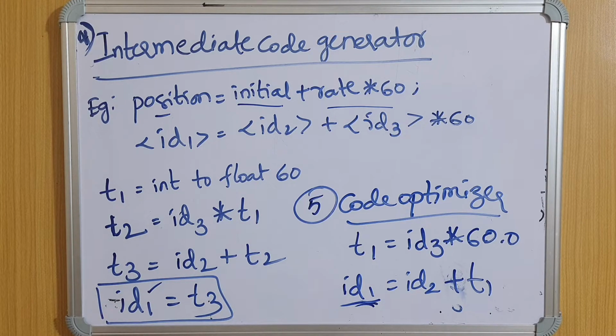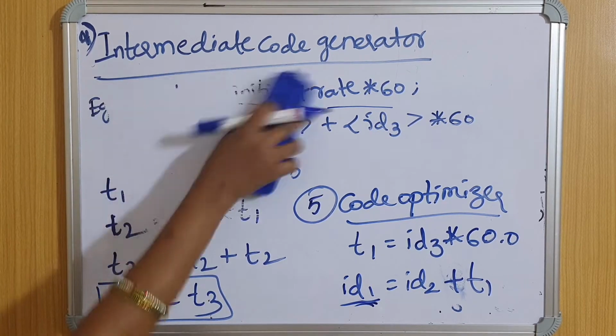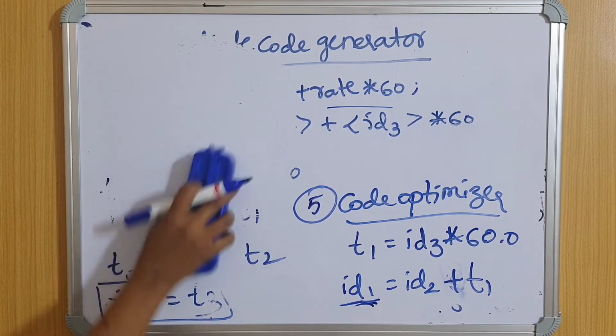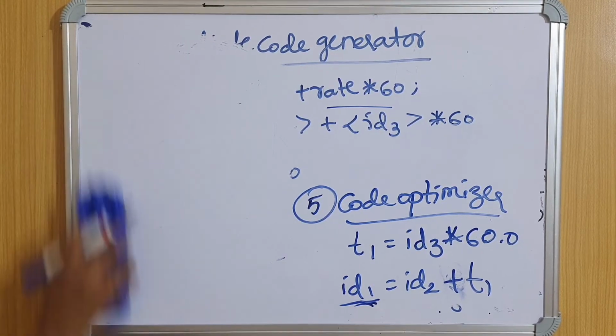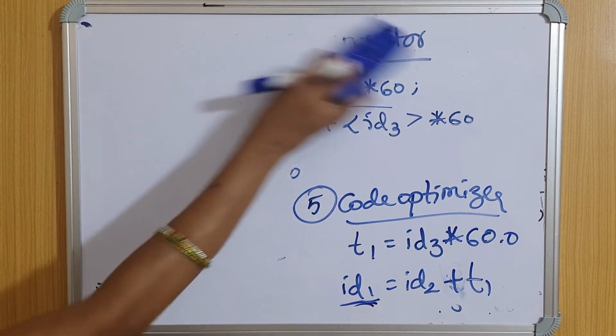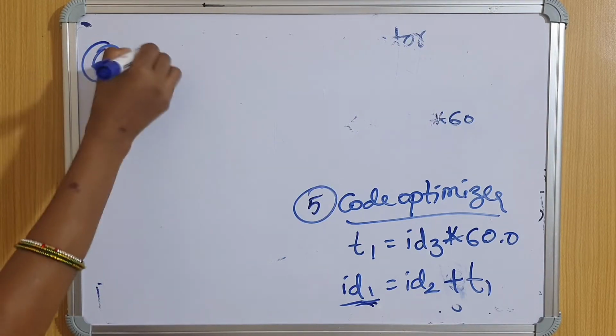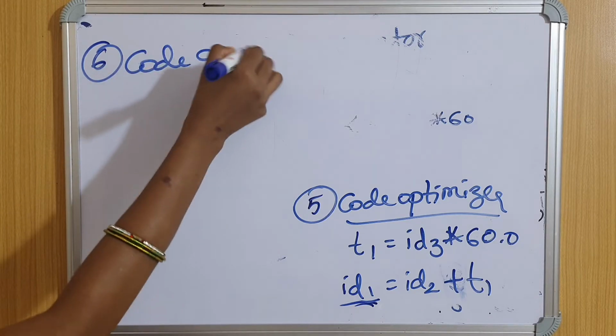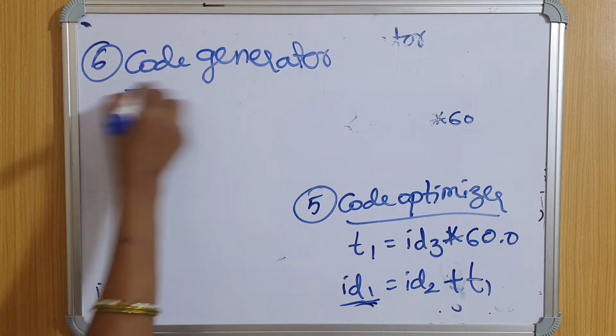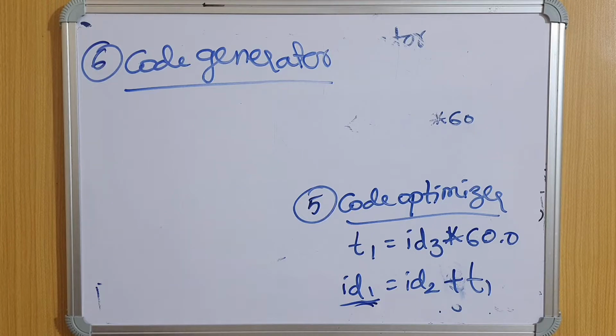And coming to the last phase, what is the last phase? The last phase is the code generator, the sixth phase. What will the code generator do? Here we will generate the code, whatever code we optimized in the code optimizer.